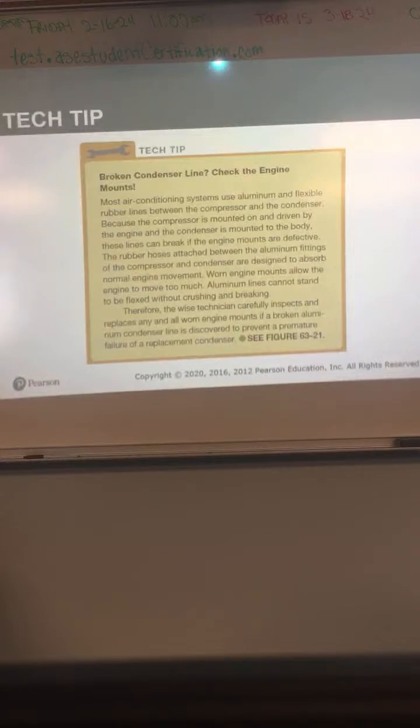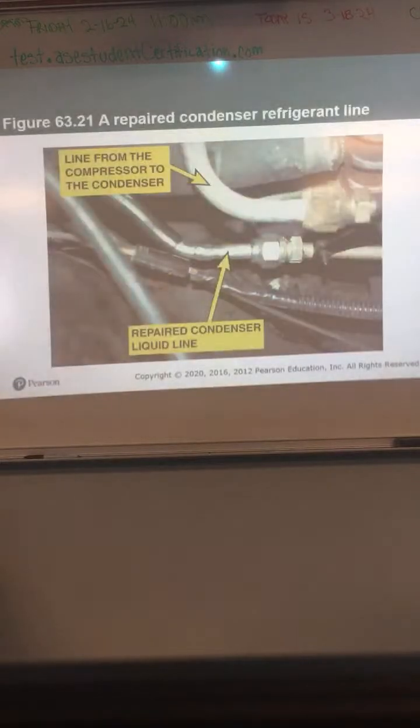This is just telling you if you have a broken condenser line, check the engine mounts. Because if the engine mounts are broken, the engine obviously moves back and forth more than it's supposed to, and some of those hard lines could get damaged or broken. But do not repair an AC line like you see there. Just replace the hose.